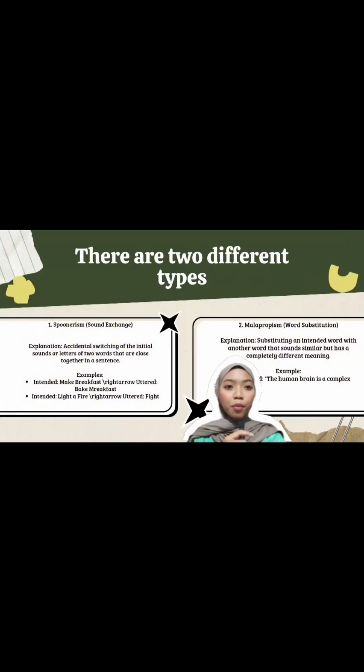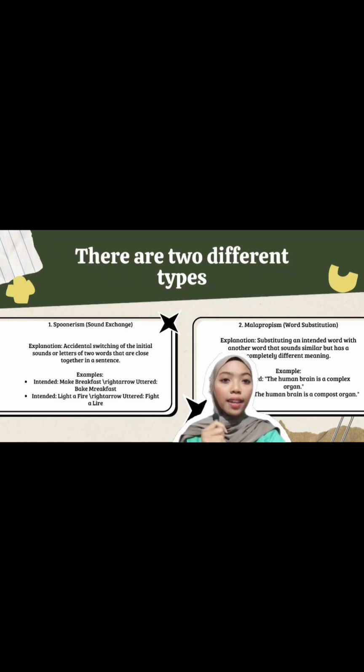The first and most common type of speech error we encounter daily is called spoonerism. This happens when the initial sounds or letters of two words close together accidentally swap places. For example, when you're in a hurry to make breakfast, your mouth might betray you and say, "Bake meakfast," or "light a fire" becomes "fight a lire." It sounds funny, but it's a perfectly natural cognitive slip.